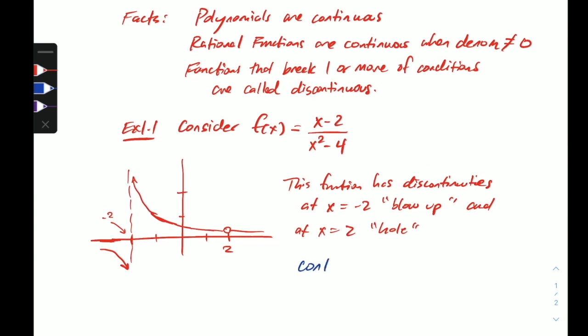One could think of continuity as connectedness. So this function is not connected at 2, and it's not connected at -2. So it's not continuous.